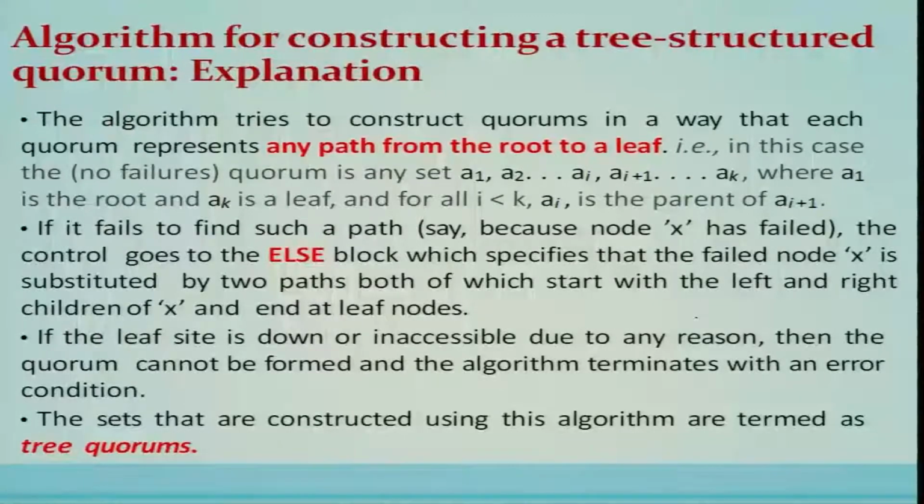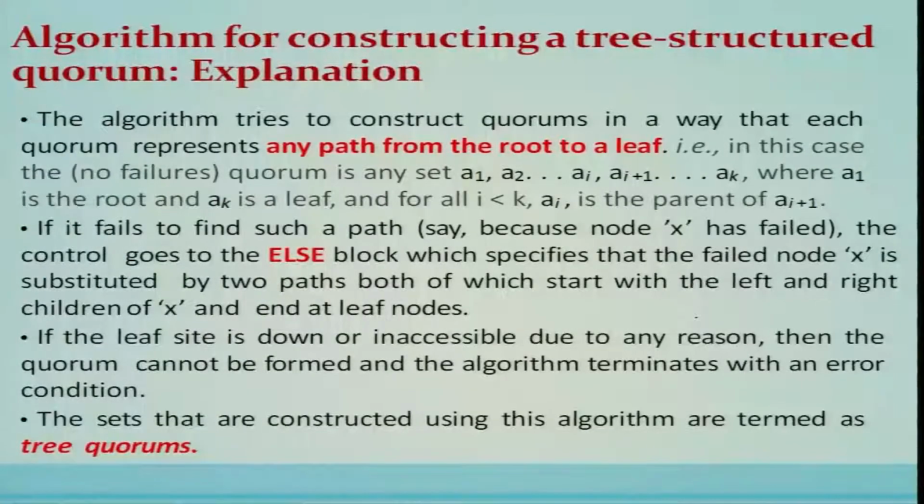Now the algorithm tries to construct the quorums in a way that each quorum represents a path from root to the leaf. That is, in the no-failure case, a quorum is any set a1, a2 and so on up to ak, where a1 is the root and ak is the leaf, and between any two nodes ai is the parent of ai plus 1.